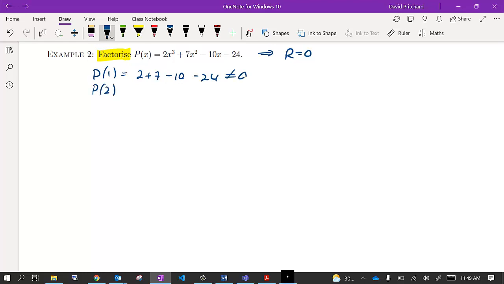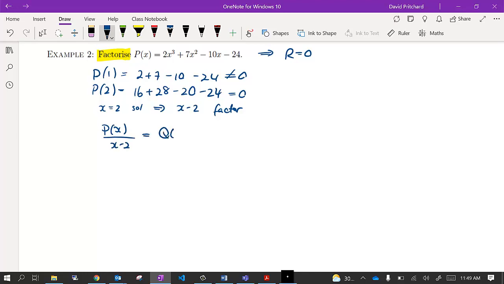Let's try 2. So 2 times 2 cubed is 16. 7 times 4 is 28. I wrote 24, but I meant 28. 2 times 10, so subtract 20, subtract 24. So this ends up being 44, subtract 44. It is equal to 0, which means x equals 2 is a solution, and therefore x take 2 is a factor. And now I know that if I divide p of x by x take 2, I'm going to get that quotient, which hopefully I can factorize.